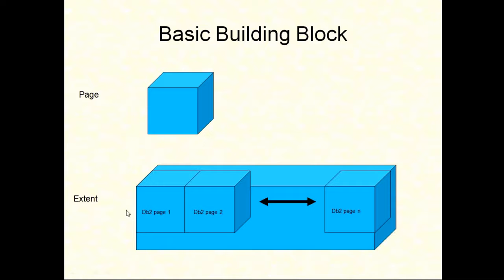And now this is the extent. When you put OS pages together continuously, so let's say I put 4 pages continuously, in DB2 terms we call it an extent. I'll explain how the page and extent concept is used in DB2. But for now, you can see the page is a single unit, and if you combine multiple pages, you will call it an extent.